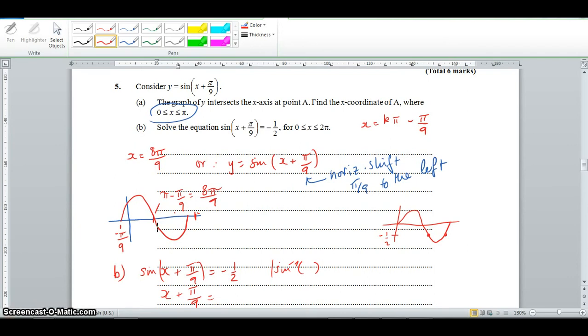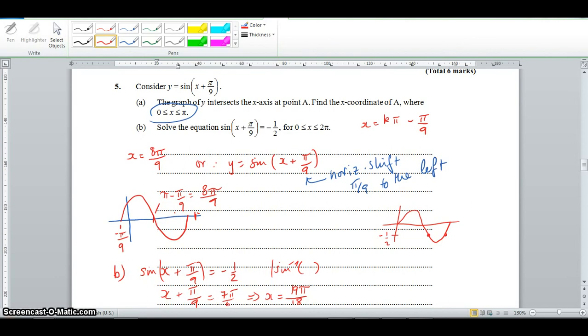So this is pi plus pi over 6. So that would be 7 pi over 6. So my first solution is at 7 pi over 6. And if I solve for x, I get x equals 19 pi over 18. I'll let you work this out on your own if you need to.